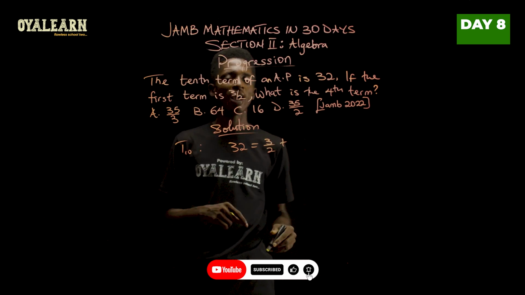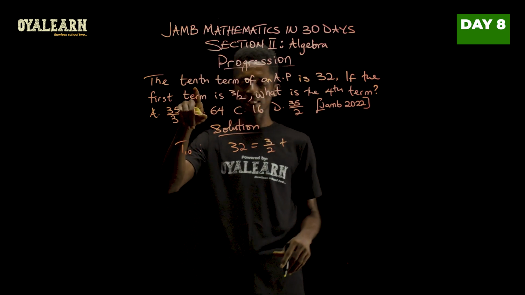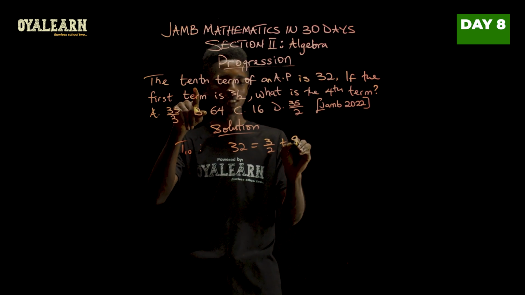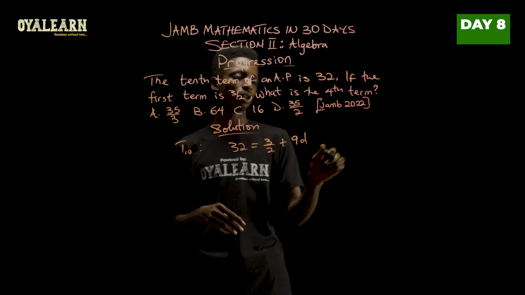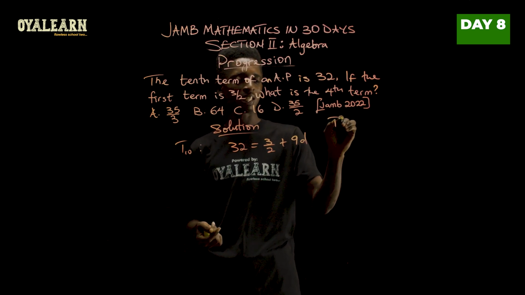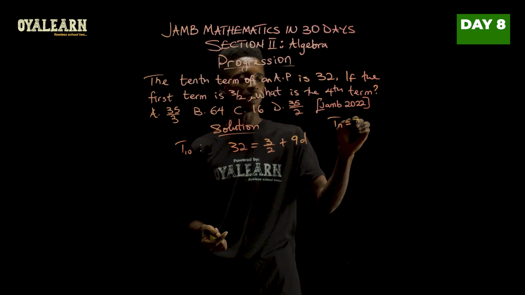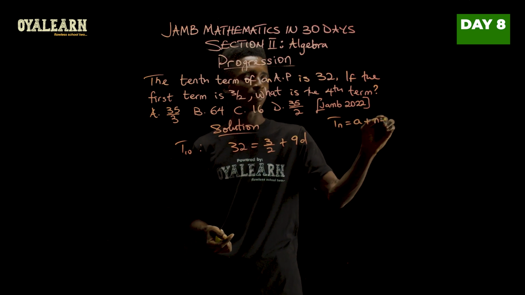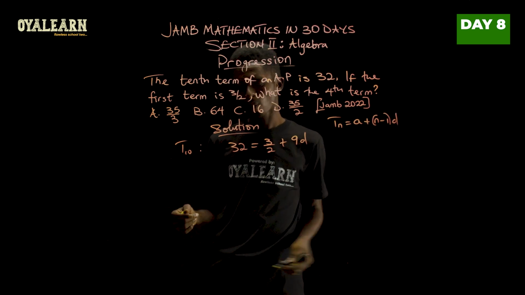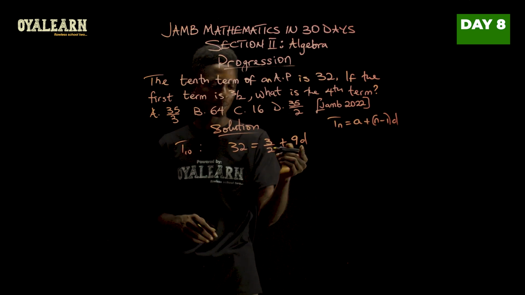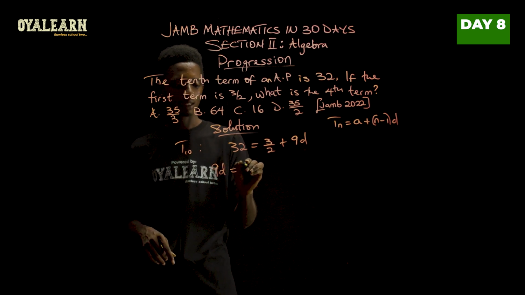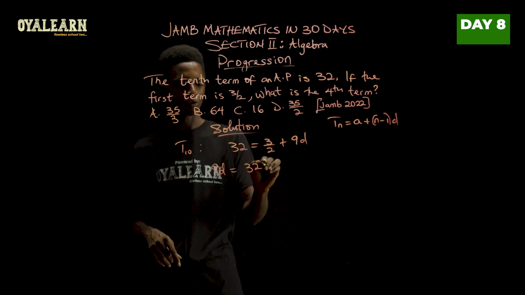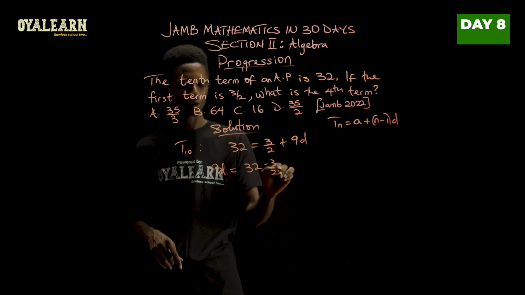plus n minus 1, where n is 10. So 10 minus 1 will give us 9. So 9D. Now this is following off the equations that says nth term of an AP is A plus n minus 1D, right? So working with this, let's make 9D the subject. 9D becomes 32 minus 3 over 2.